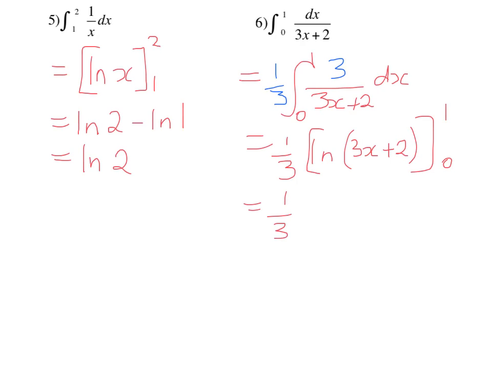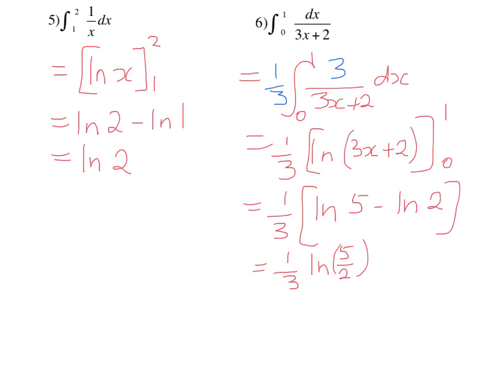So we've got a third log, substituting in 1: 3 times 1 is 3, plus 2 is 5, minus log, substituting in 0: 3 times 0 is 0, plus 2. And you could leave it like that, or actually, what would be better is using our log laws to simplify this. Log of 5 minus log of 2 is the same as log of 5 on 2, using that second log law. You can leave it like that, or you can write it as a third log of 2.5. And it's a definite integral, so we don't need to put plus c.